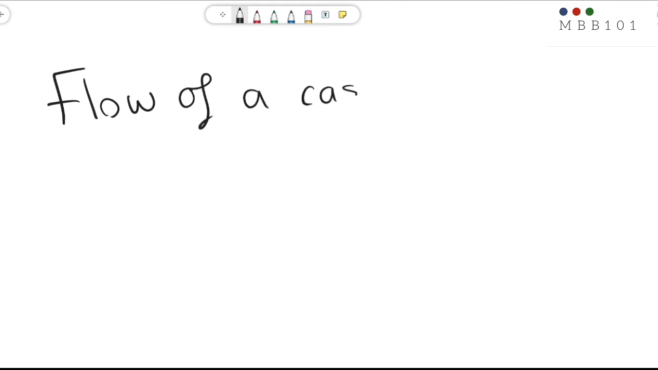Let's move on to the actual flow of the case. We aren't even talking about how to solve a case yet. This is just the process of a case. So basically, the key steps you would typically go through when solving a case. Okay, so the first step is to understand the question and the objective.